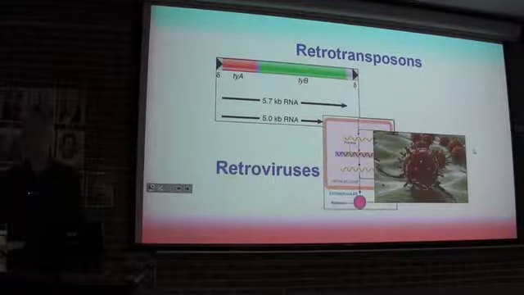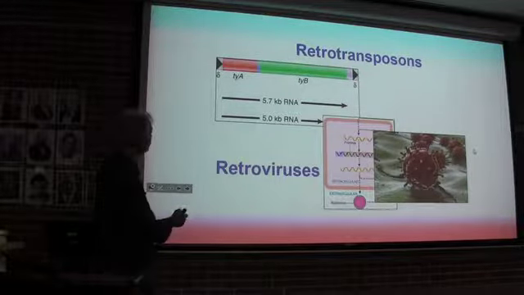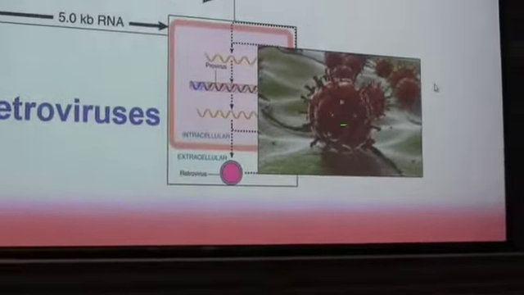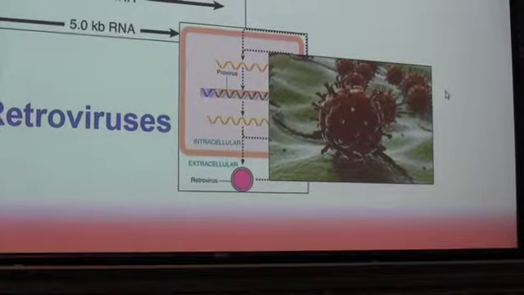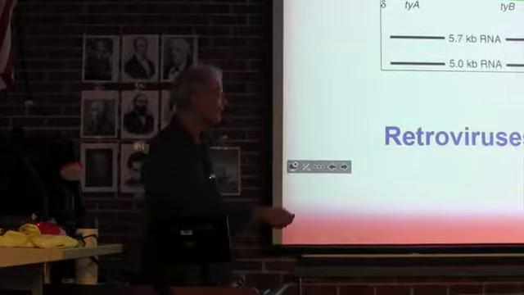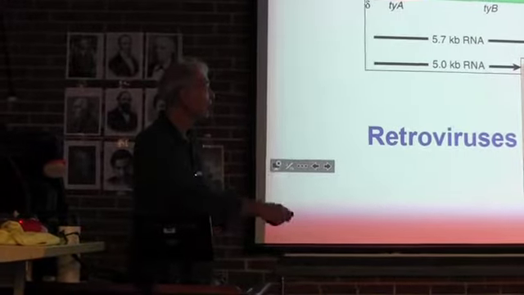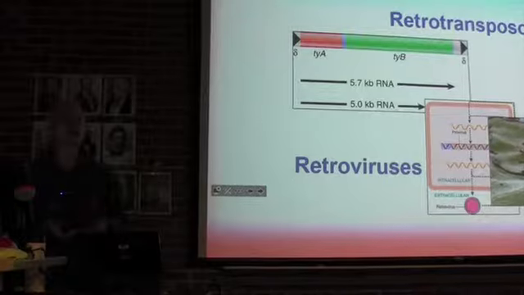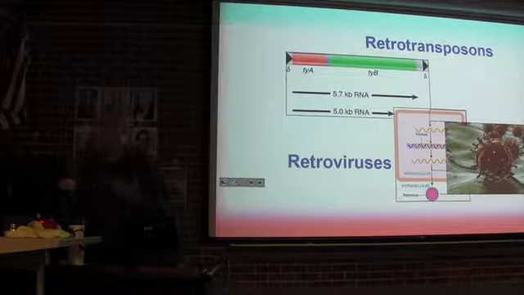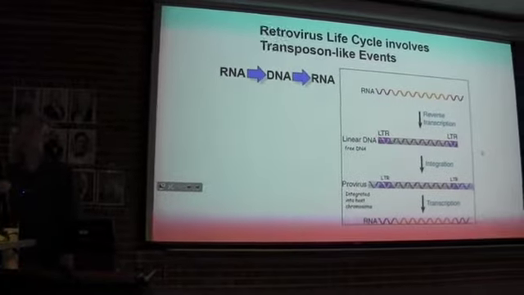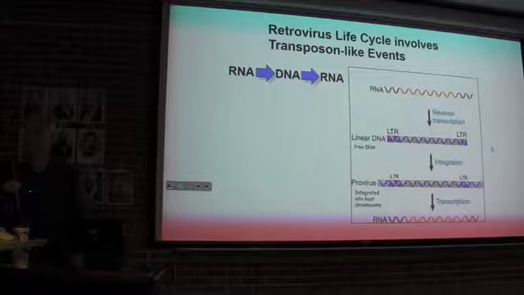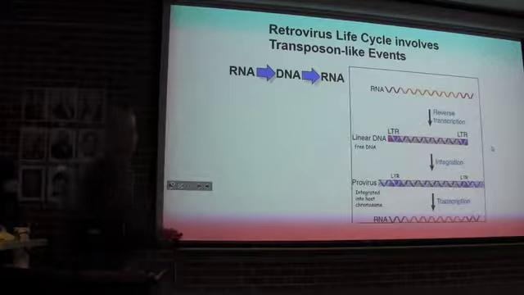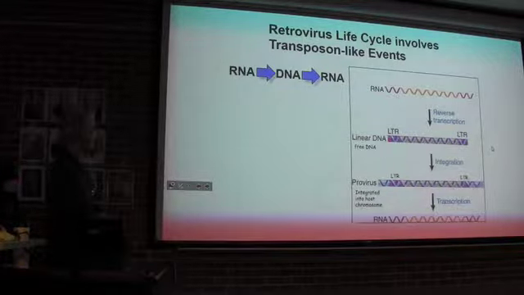Retrotransposons versus retroviruses. The retrovirus forms an infectious particle that escapes the cell that's infected and infects other cells. That's the distinction. A retrotransposon has everything the same, except the particle that it makes does not escape. It just is packaged, and then it's unpackaged and infects the same cell. The retrovirus-like cycle involves transposon-like events. And so you've got RNA, DNA, then RNA again, the same kind of thing you're going to see with the retrovirus.